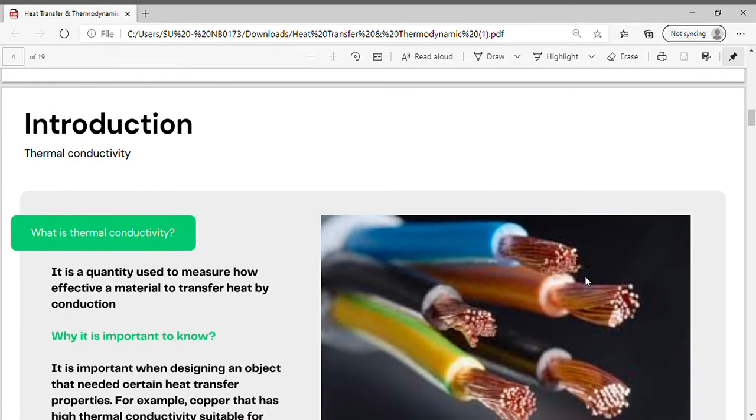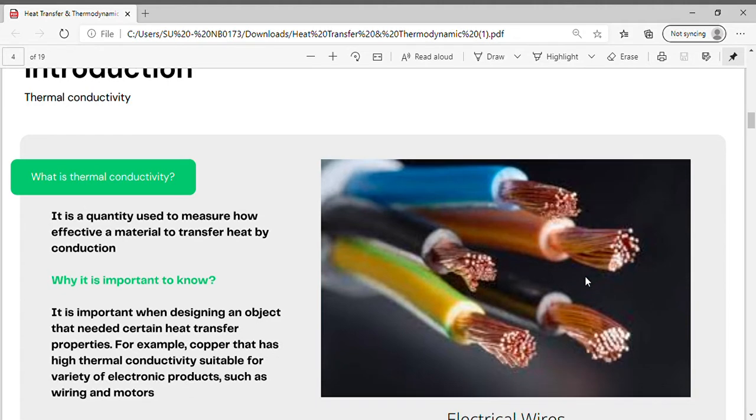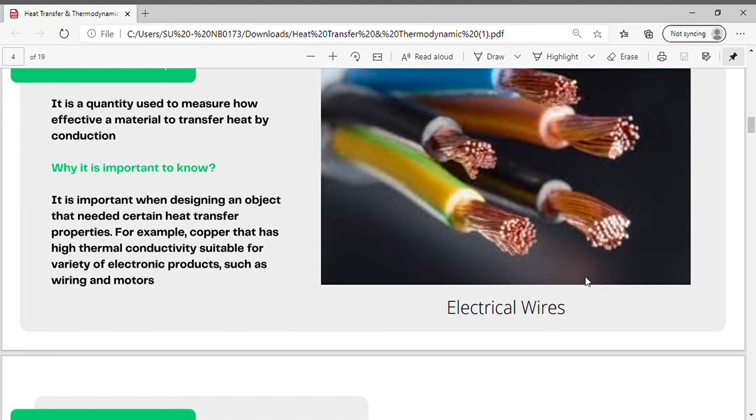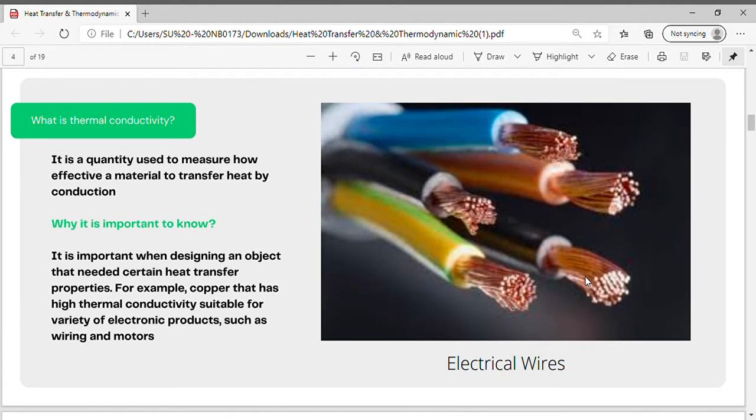First, let's understand thermal conductivity. Thermal conductivity is a quantity used to show how effective a material is at transferring heat. So why is it important? It is important when you would like to design an object that should have certain heat behavior. For example, these electrical wires. You need to make the wires able to transfer heat effectively. So, in this case, copper will be the most suitable material for the electrical wires.